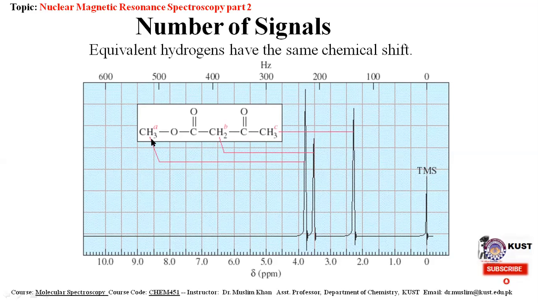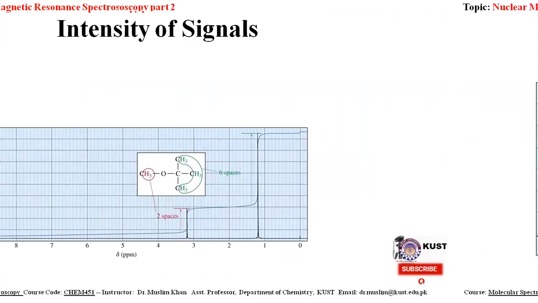But this is more shifted towards downfield. So this signal is for A, and this is different from this. So this is B, and the last one, this one, is C. So this is the chemical shift of different types of protons, depending on the environment of the protons.